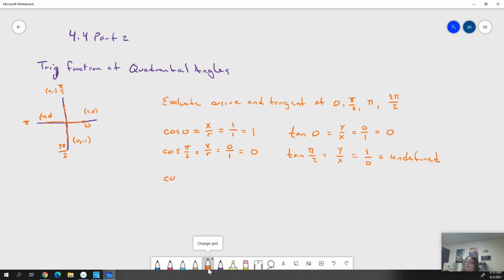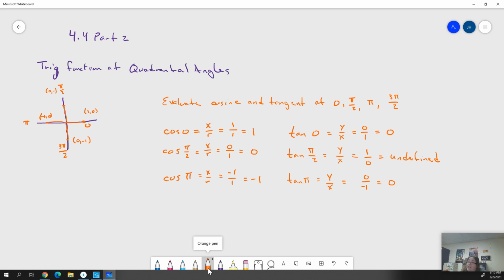If we look at cosine of pi, well, cosine of pi is still x over r. So we're going to look at this and we're going to go, okay, well, that's negative 1 over 1, which just gives us negative 1. And if we do the tangent at pi, still y over x, doesn't change, right? It's just what is our y over x? In this case, it is going to be 0 over negative 1, which is just 0.